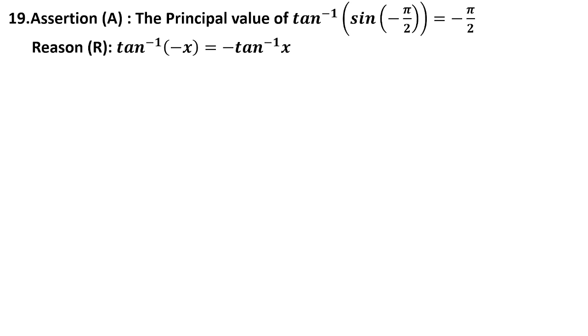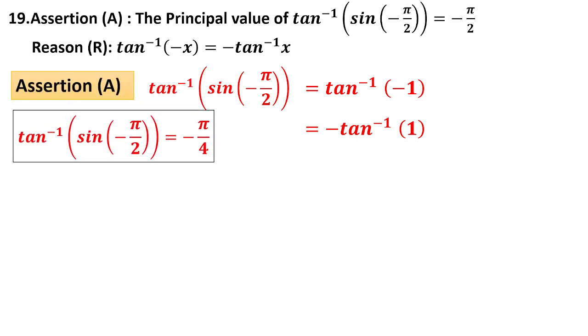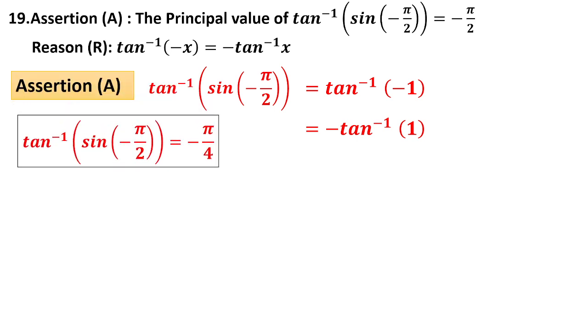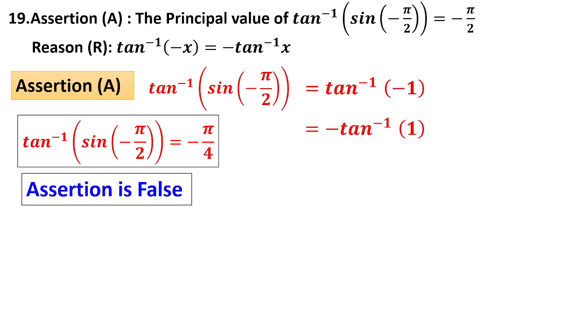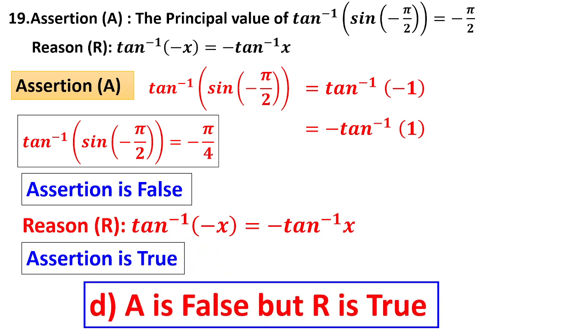But here in this problem, reason is true because tan inverse of minus x is minus tan inverse x. But we have to check the nature of assertion. Let us try to calculate it. What is sine inverse of sine of minus pi by 2? Sine of minus pi by 2 is minus 1. What is tan inverse of minus 1? It is minus tan inverse 1, which is minus pi by 4. But it is given as minus pi by 2 in the question. Therefore, assertion is false. Therefore, reason is true. Therefore, option is D.